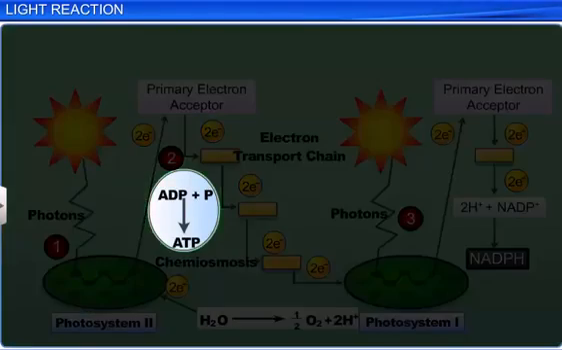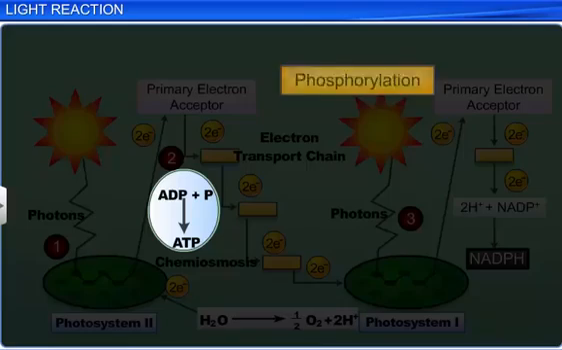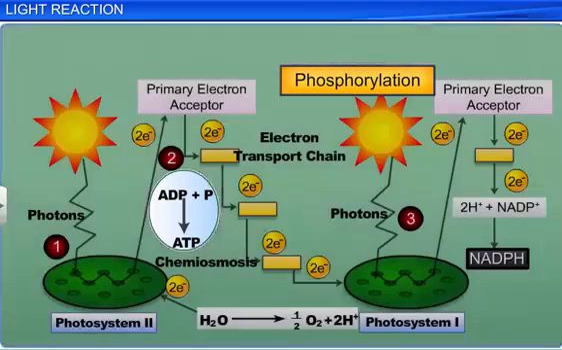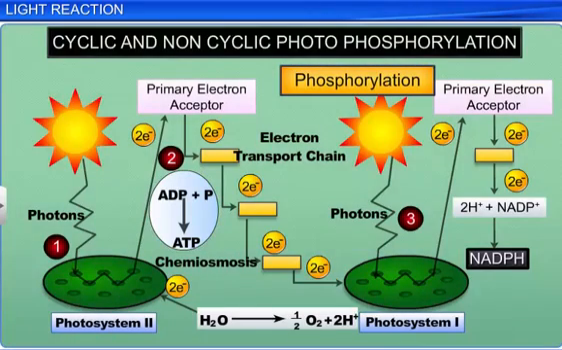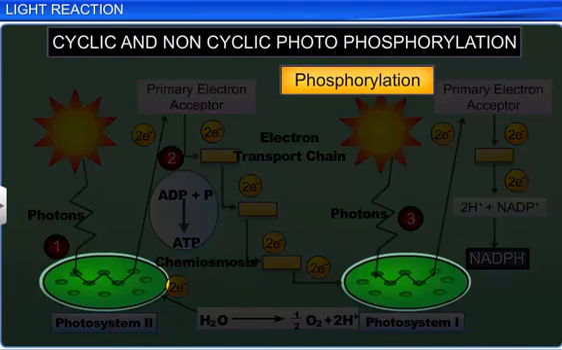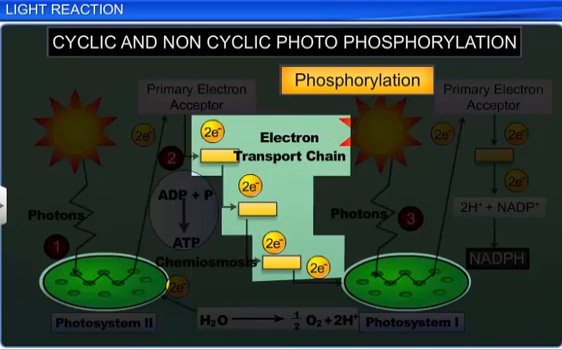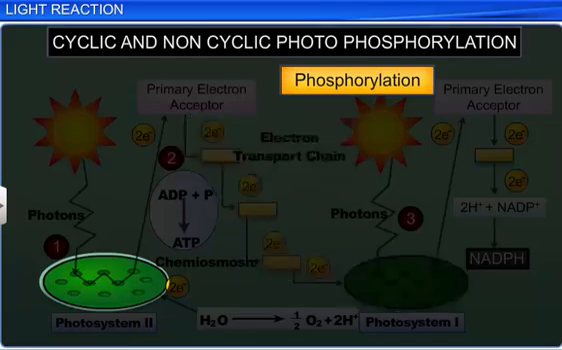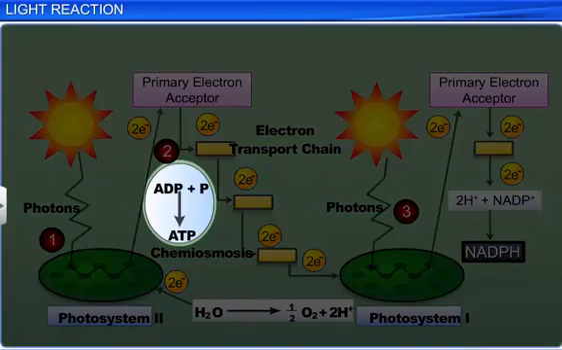The process of synthesizing high-energy compounds like ATP by cells in the chloroplast and mitochondria is called phosphorylation. In non-cyclic photophosphorylation, PS2 and PS1 work in series. These two photosystems are connected through the electron transport chain. ATP and NADPH are synthesized in this electron flow.